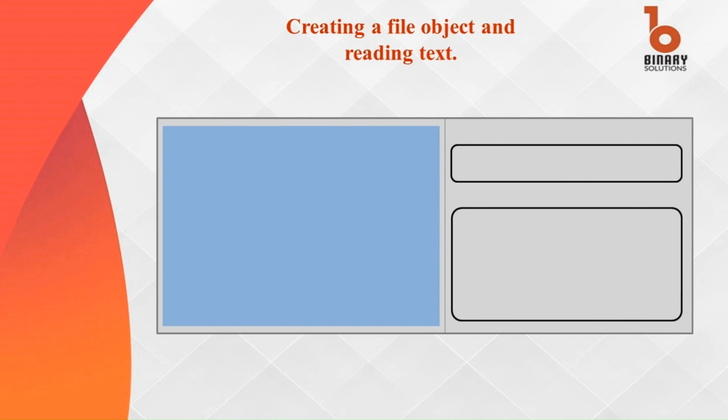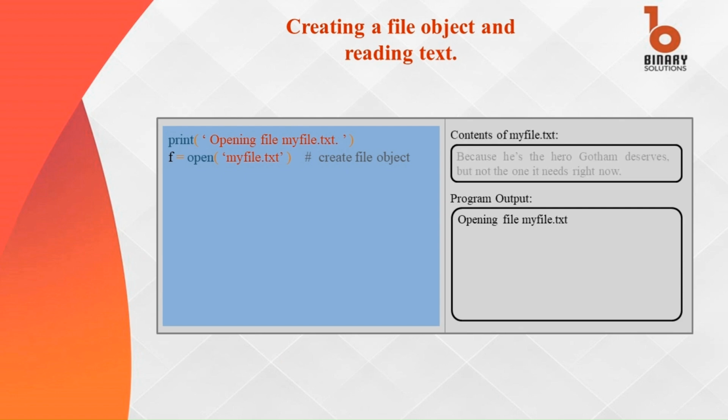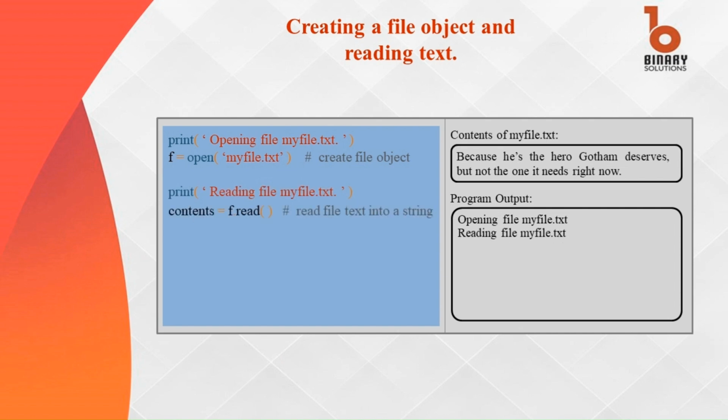In this example, we demonstrate how to create a file object and read text from an existing file named myfile.txt. The program starts by printing a message, opening file myfile.txt, to indicate that the file is being accessed. The open function is then called to create a file object f, which establishes a connection between the program and the file. Next, the message reading file myfile.txt is displayed, and the read method is used to retrieve the entire contents of myfile.txt, storing it as a string in the variable contents. After reading the file, the program prints closing file myfile.txt and calls f.close, ensuring that the file is properly closed to free up system resources.